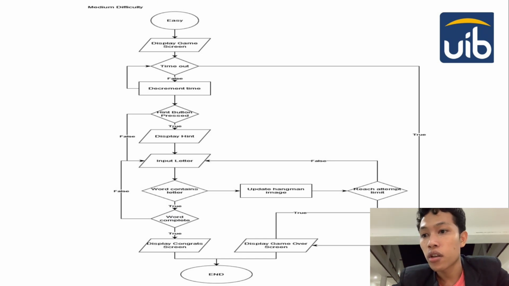Hint option. If the player presses the hint button, the system will display a hint. Input letter. The player inputs a letter. If correct, check if the word is complete. Word complete, display correct screen. If incorrect, update the Hangman image, check the time limit. If attempts are exhausted, display game over screen. End: the game ends when the player either wins or loses. Win, correct screen. Lose, game over screen.